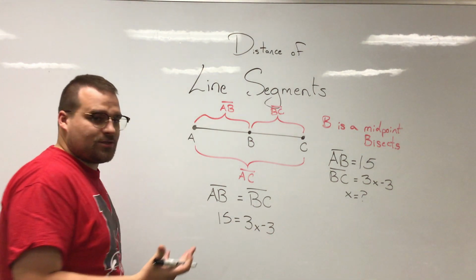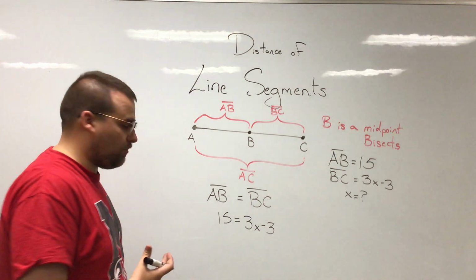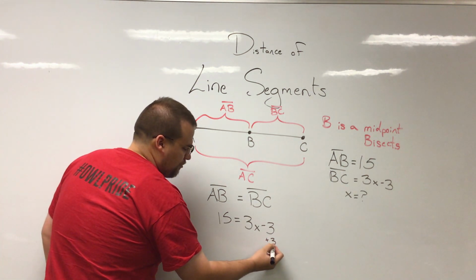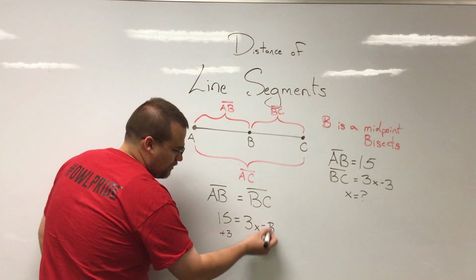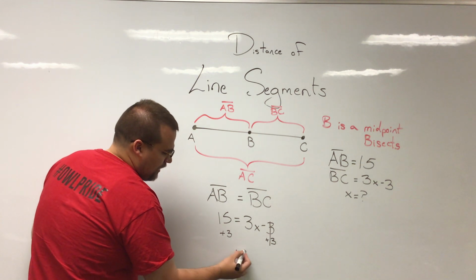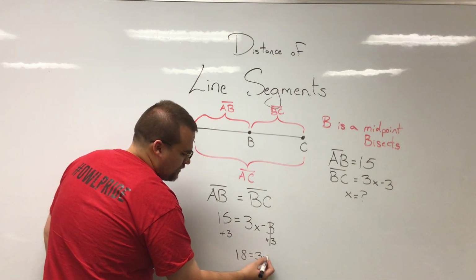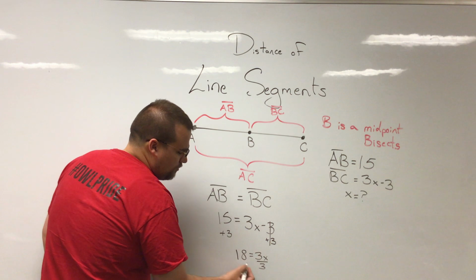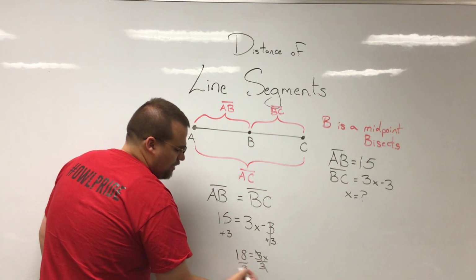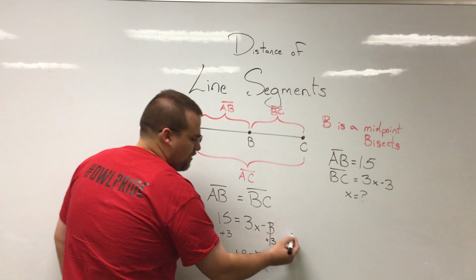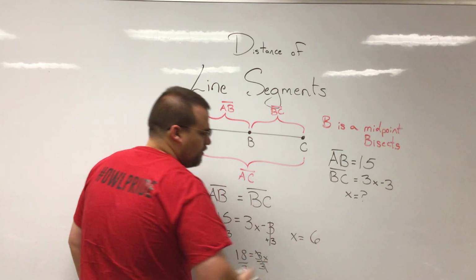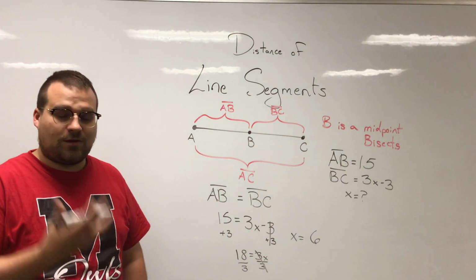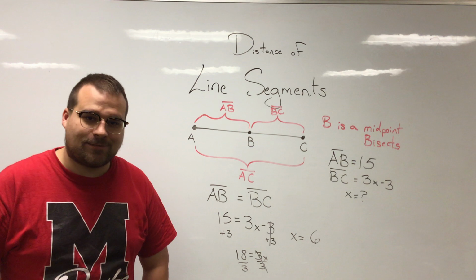Now I can solve this just like we would an algebra problem. Add 3 to this side to get those to cancel out. Get 18 equals 3x, and then get x on its own by dividing by 3. And guess what? x equals 18 divided by 3, or x equals 6. There we go. We found x.